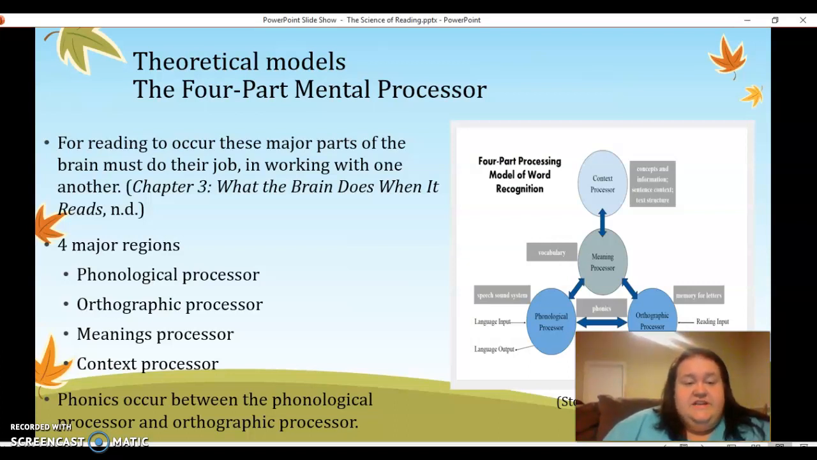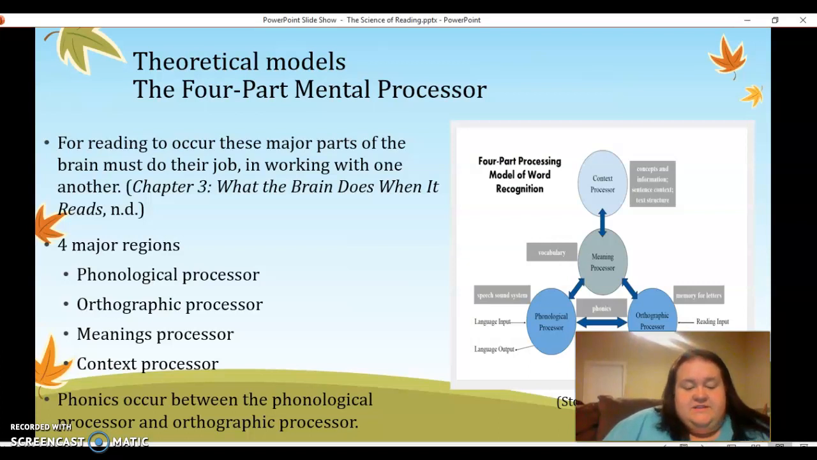The next major region is the orthographic processor, which is responsible for letter and letter pattern recognition and also stores printed word images. It is located at the lower back of the occipital part of the brain. It communicates with the angular gyrus to support word recognition. It receives visual input from printed words, and it stores info about the print that is needed for word recognition and spelling.